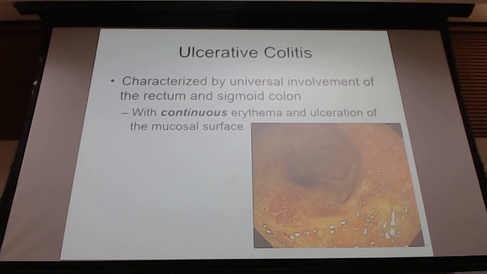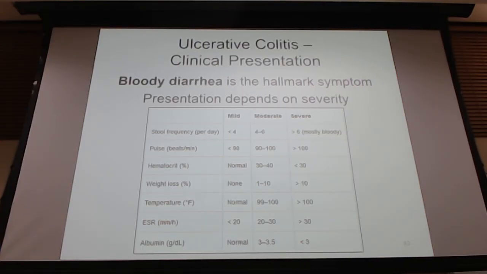So this is continuous. It's not like the skip lesions that we see with Crohn's. So universal involvement, typically rectum and sigmoid colon. Continuous erythema, not the skip lesions. And typically with Crohn's, we're not going to have a whole bunch of bloody diarrhea, but with ulcerative colitis we do. With the skip lesions in Crohn's, we're going to have parts that have healthy tissue. Not the same thing here. Bloody diarrhea, number one right there.